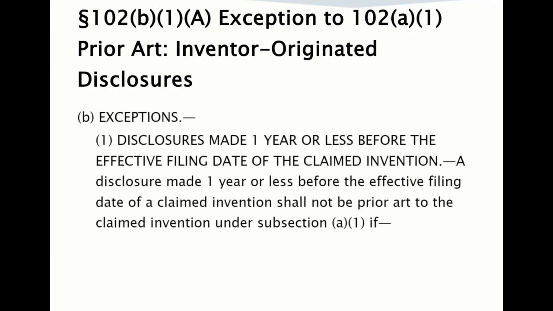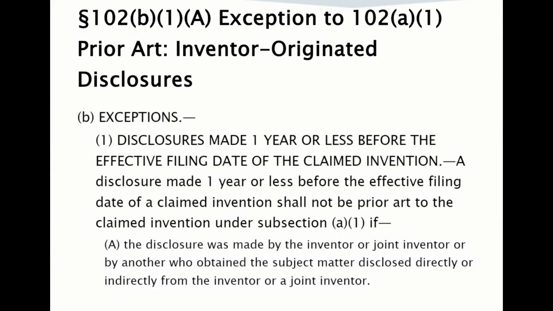We will begin by looking at just the first part of 102B1, which says, a disclosure made 1 year or less before the effective filing date of a claimed invention shall not be prior art to the claimed invention under subsection A1 if A. The disclosure was made by the inventor or joint inventor, or by another who obtained the subject matter disclosed directly or indirectly from the inventor or a joint inventor.